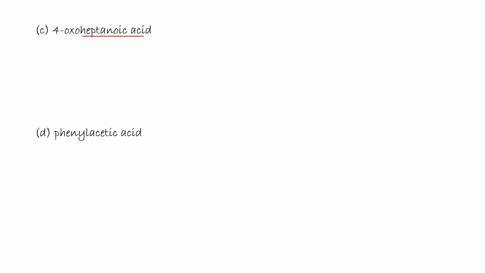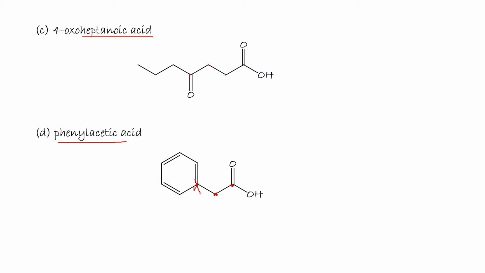4-oxoheptanoic acid. Heptanoic acid, 7 carbon: 1, 2, 3, 4. 4-oxo. This is a structure. Phenylacetic acid: acetic acid with 2, 1, 2. This is acetic acid. Here we have to have phenyl, so that's phenylacetic acid.